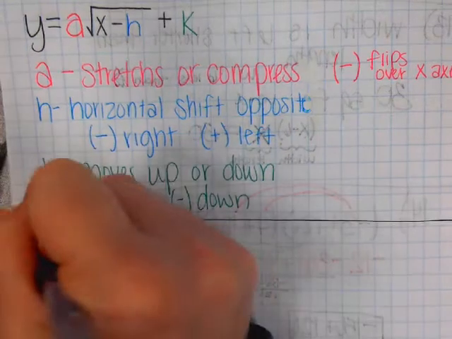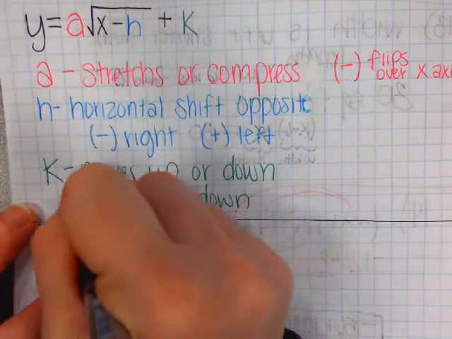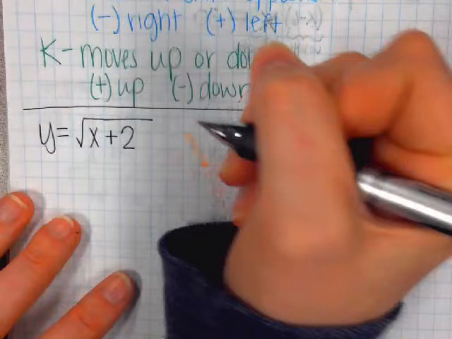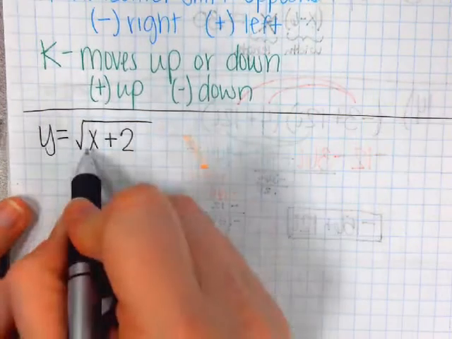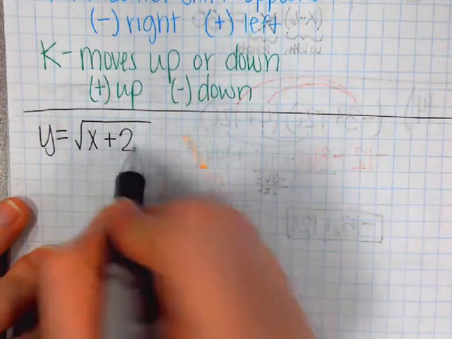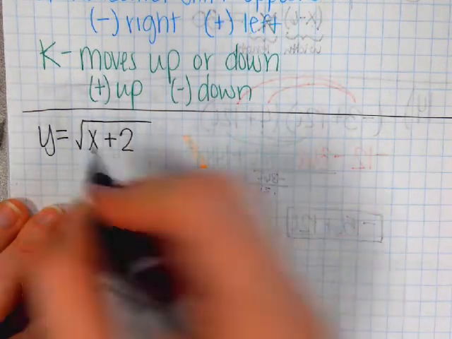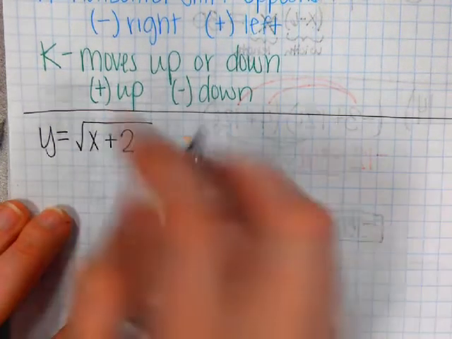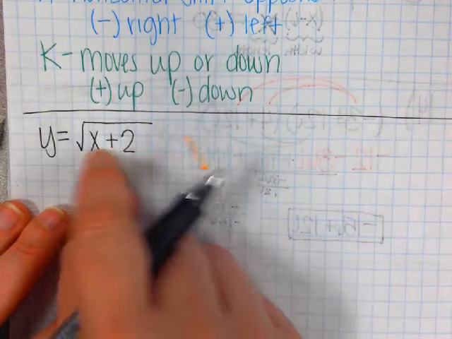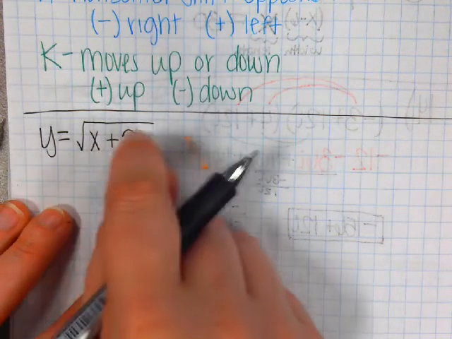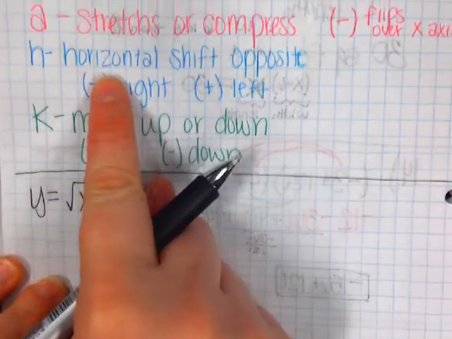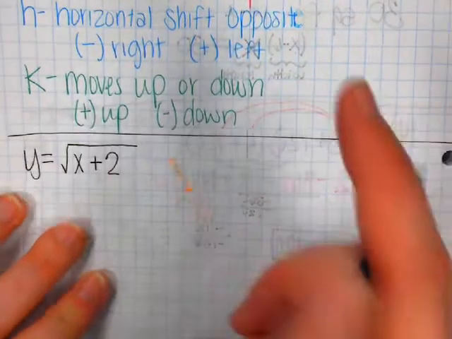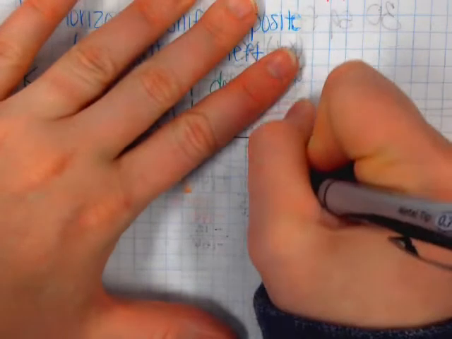Okay, so if you had y equals the square root of x plus 2, I said absolute value, I'm sorry, the square root of x plus 2. So if this 2 is inside or underneath the square root, then it's a horizontal shift. Since it's a positive, that means we need to move it left 2 units.